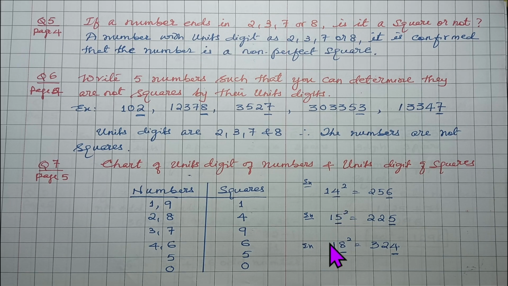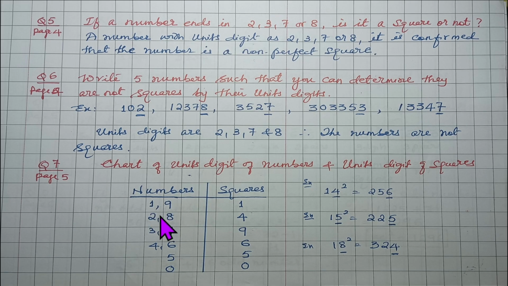If I take a few examples here, if you take 14 square, 4 is the digit in the units place, then the square will have 6, and it is 196. Now if I take 15 square, 5 is the digit in the units place, so 5 should be in the square, and therefore it is 5 there, 225. If you take 18 square, 8 is the digit in the units place, then the square will have 4 as the digit in the units place, and it is 324. So therefore remember this chart, remember the digits.